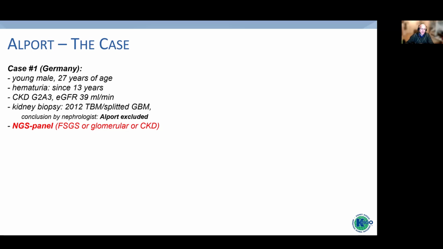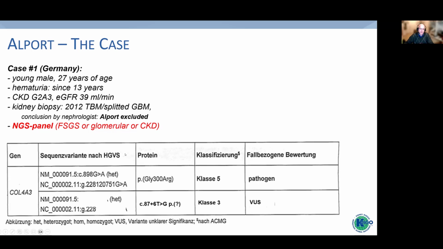So how do we do that? We first of all need a definitive genetic diagnosis. I usually ask my geneticist for an NGS panel. Actually, I tell the person, well, I need an FSGS panel or a panel for glomerular disease or for chronic kidney disease, and describe the clinical features of the patient.